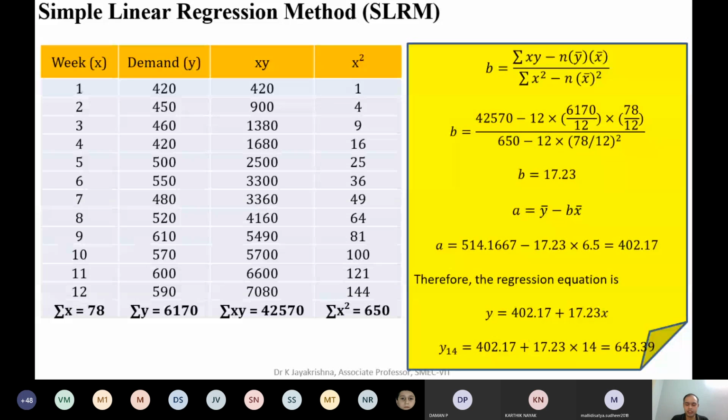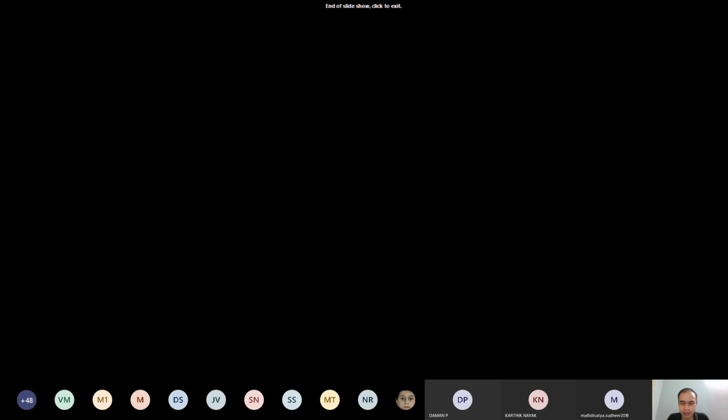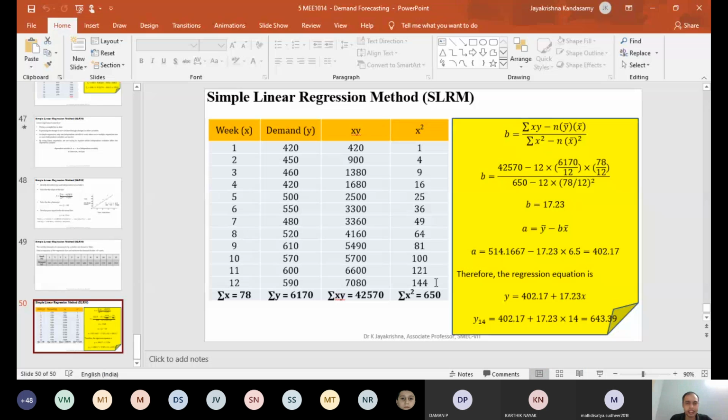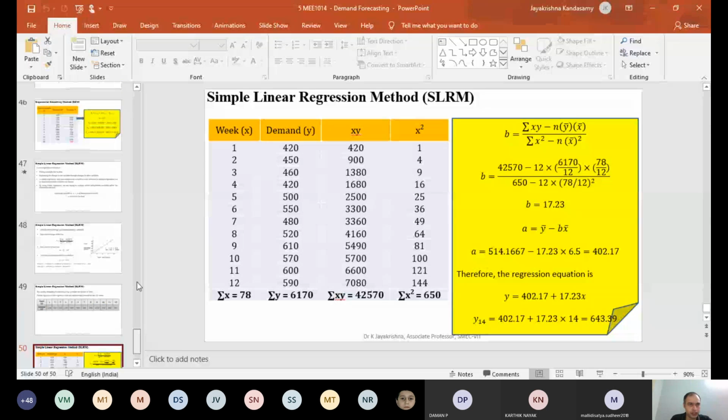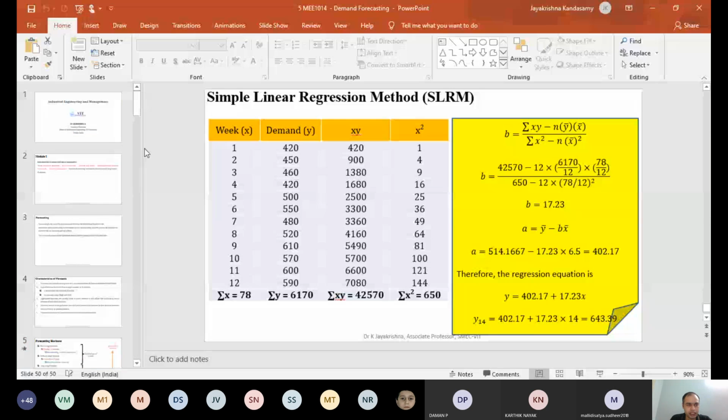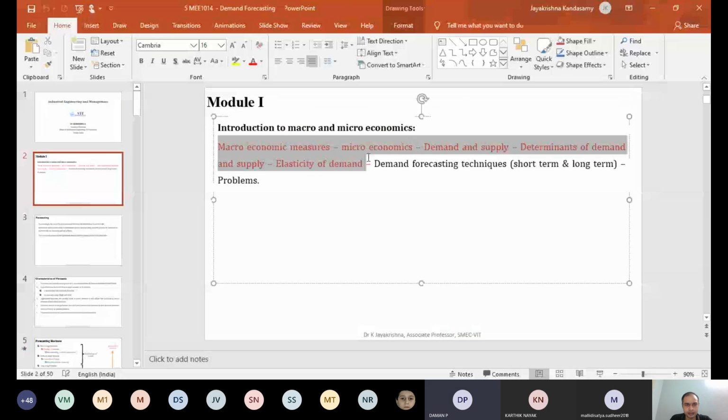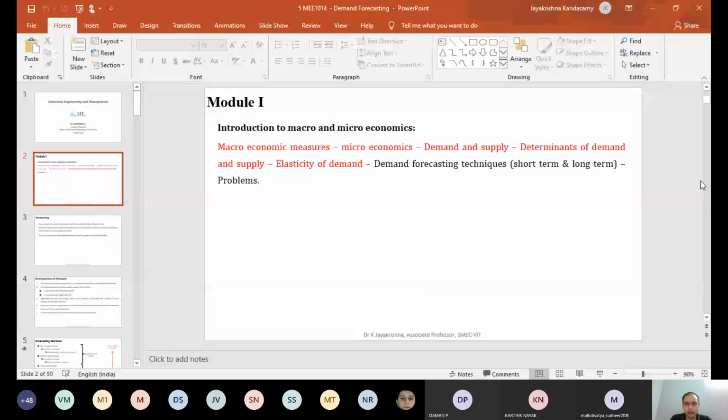Yes, sir. Okay. So with this, we have completed the first module successfully by the online method. We will be moving to the next unit. I have around 15 minutes more, so I think I can continue with the next module. As I told you, we saw macroeconomics, microeconomics, demand and supply, and the determinants of supply and demand. Then we also saw elasticity of demand and types of elasticity of demand. In forecasting, we saw short-term forecasting and long-term forecasting, and qualitative forecasting techniques. We learned a lot of problems in quantitative forecasting, like single moving average method, double moving average method, weighted moving average method, exponential smoothing, and simple linear regression problem. So with this, we are closing the first module.